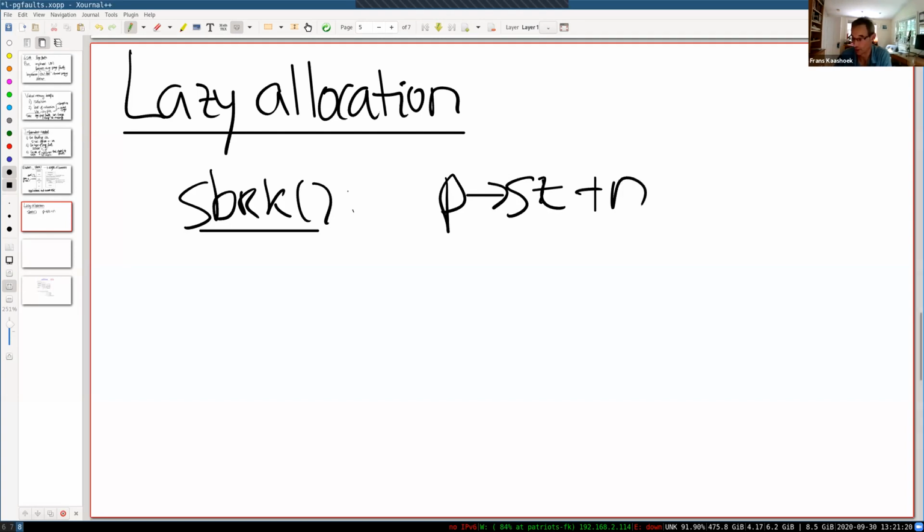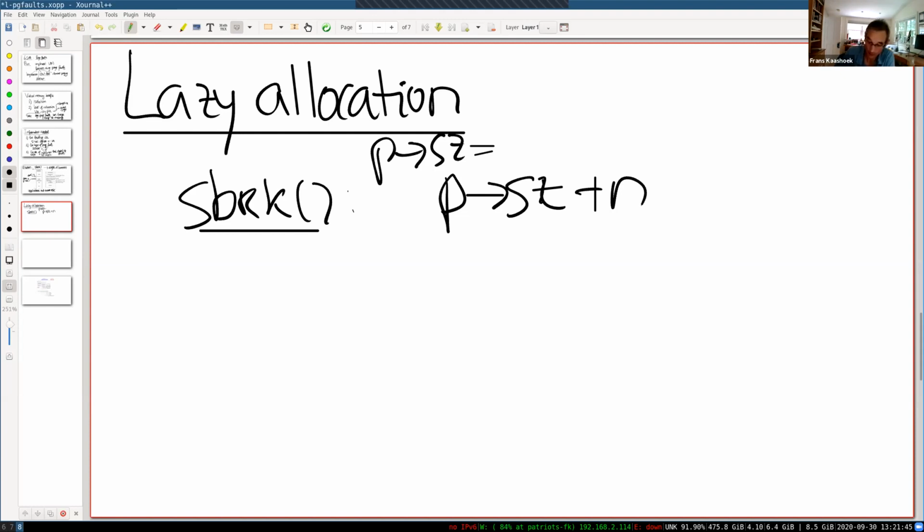setting p->sz to whatever the new size is plus n, where n is the amount of memory that's allocated. But the kernel doesn't allocate any physical memory at that particular point in time. It doesn't zero it, it does absolutely nothing. Then at some point, the application will use that memory, if it's actually one of the pieces of memory that it really needs.